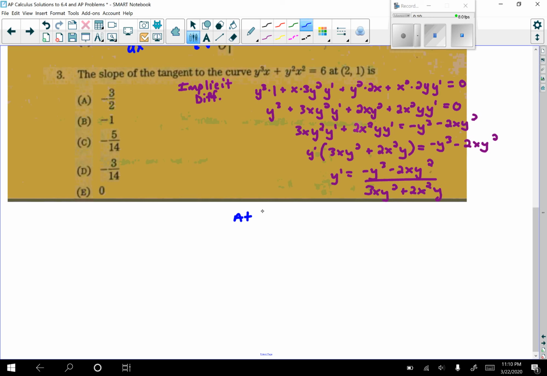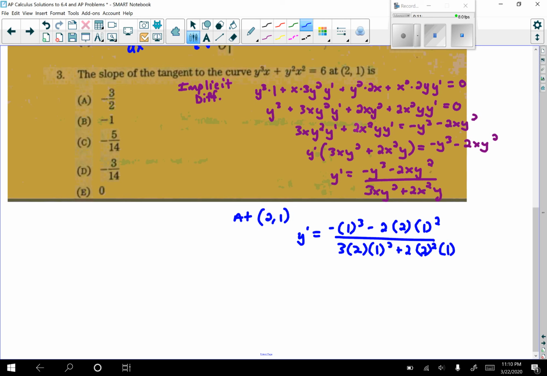So now at (2, 1), y prime is going to equal the opposite of 1 cubed minus 2 times 2 times 1 squared, all over 3 times 2 times 1 squared plus 2 times 2 squared times 1. So this will give us a negative 1 minus 4 up top, and then a 6 plus 8 in our denominator. So y prime is going to equal negative 5/14, giving us C. So hopefully you guys were able to do pretty okay with those problems.